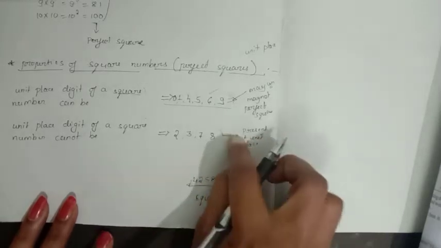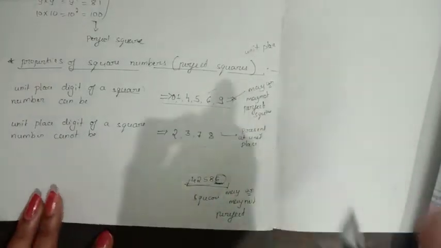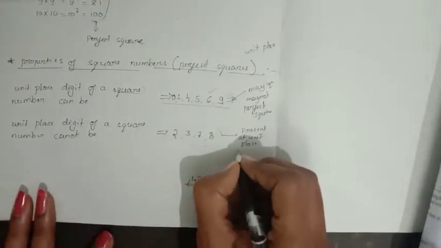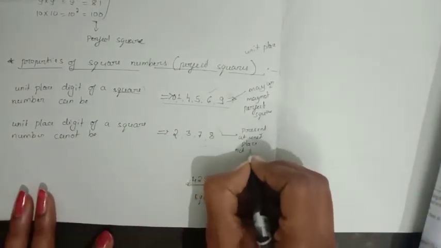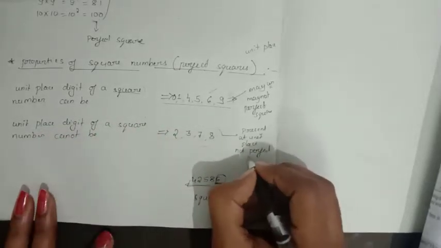But here, definitely, if these numbers are present at the unit place, then that given number is not a perfect square. I have written that one here.